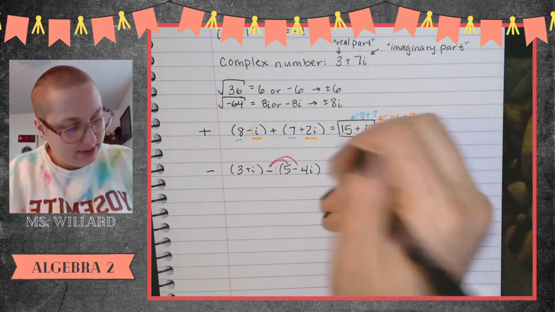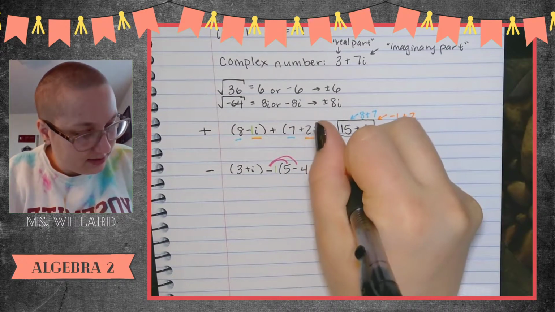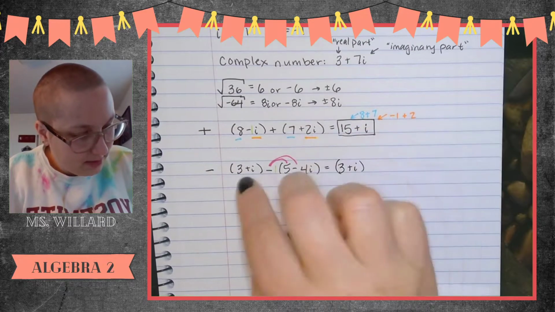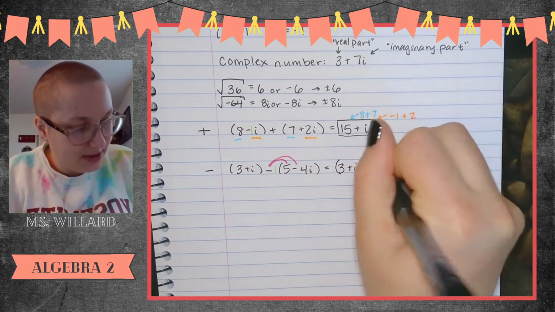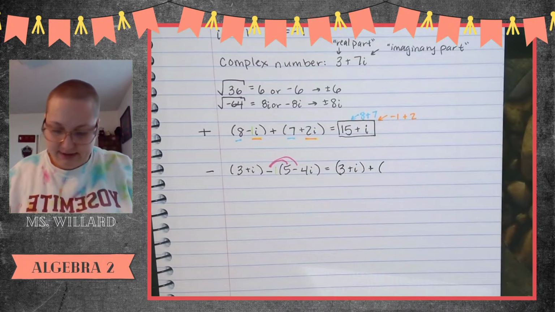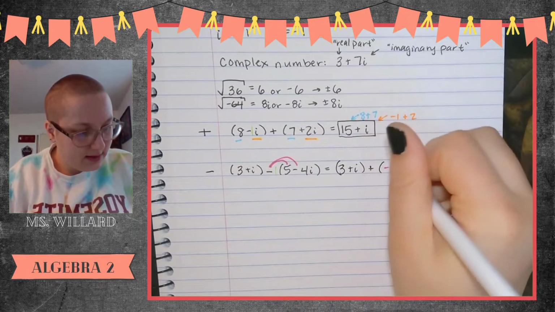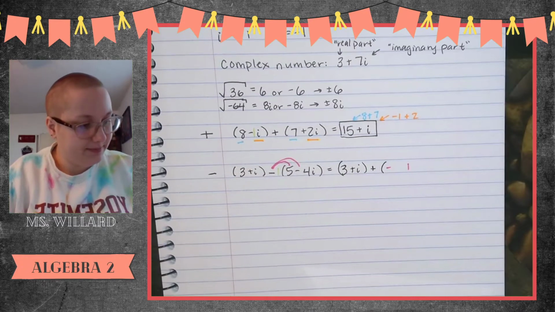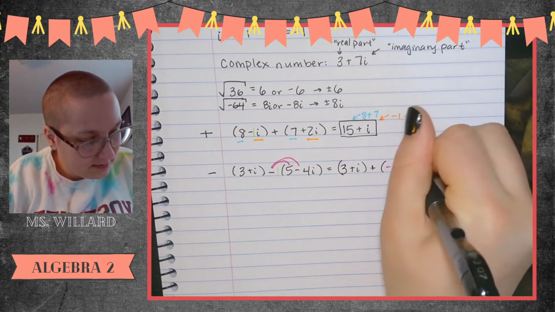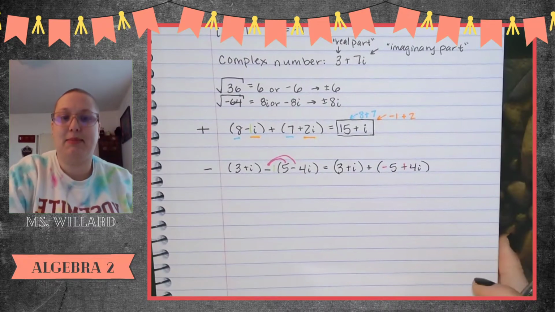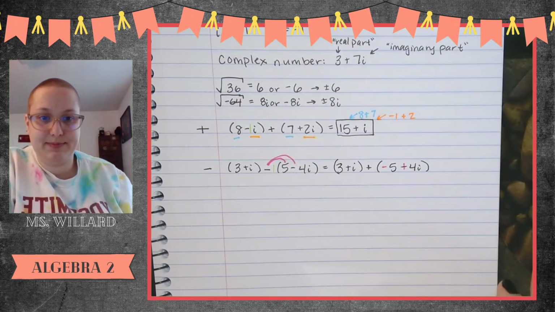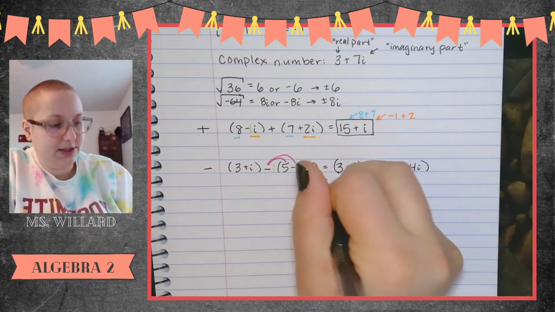So what I really have is still 3 plus i, but then I'm changing this to an addition problem by doing negative 5 plus 4i. So I made a positive, a negative, and a negative into a positive. And then I combine like terms again.